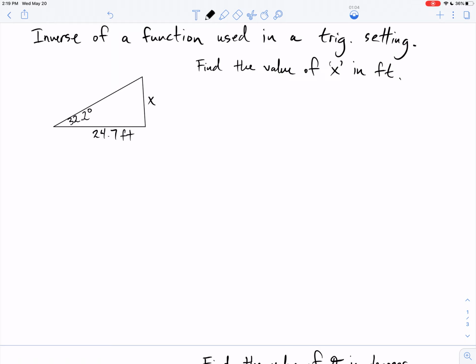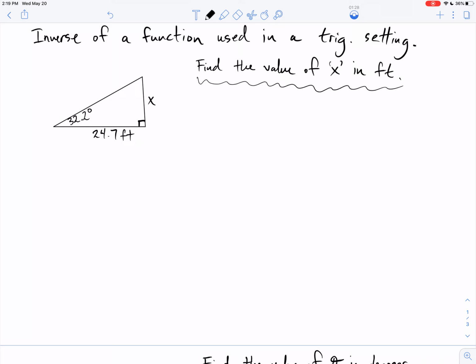So I have an example here. It says inverse of a function used in a trig setting. Well, the first problem does not need an inverse. It doesn't. This is something you did back in geometry. They gave you a right triangle, and they gave you some information about it, and then they said something like this. Find the value of x in feet.